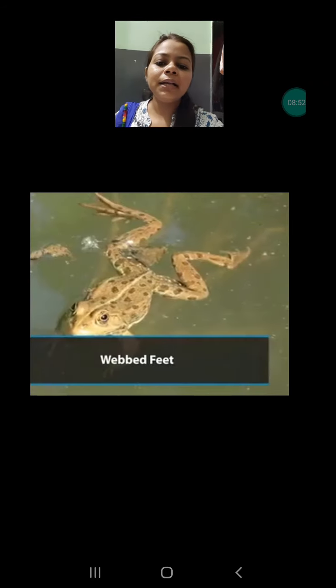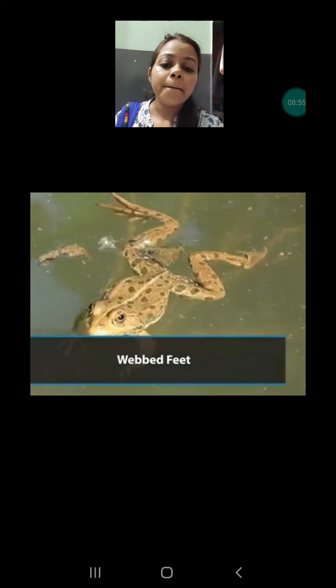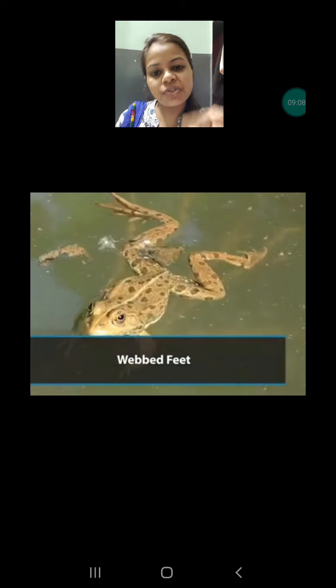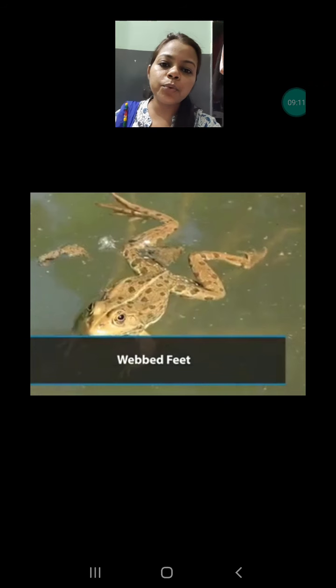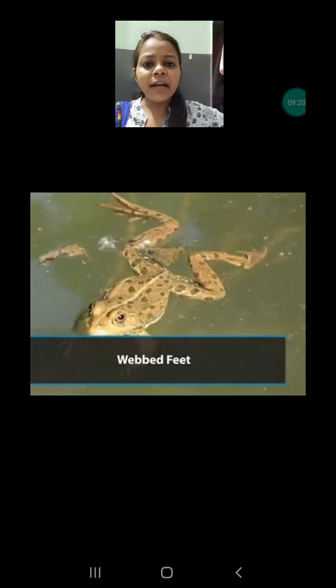And on the back legs, you must see they are webbed feet. What is the meaning of webbed feet? Again I am reminding you, webbed feet means that between the toes you can see a layer of skin. Due to that, a web-like structure is created, which helps them to push the water back, and they can swim easily in the water. So these are some of the adaptations found in the frog, which help them to survive under the water.